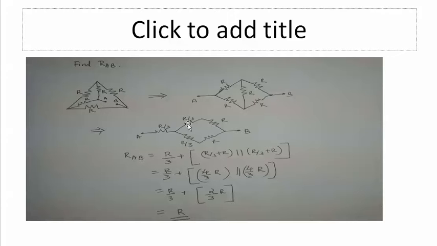Here R by 3 is in series with this combination. Here R by 3 and R are in series. The whole combination is parallel to R by 3 and R. So R by 3 plus R, that is 4R by 3, are parallel. That is in effect RAB is equal to R. So here we have just done a delta to star conversion.